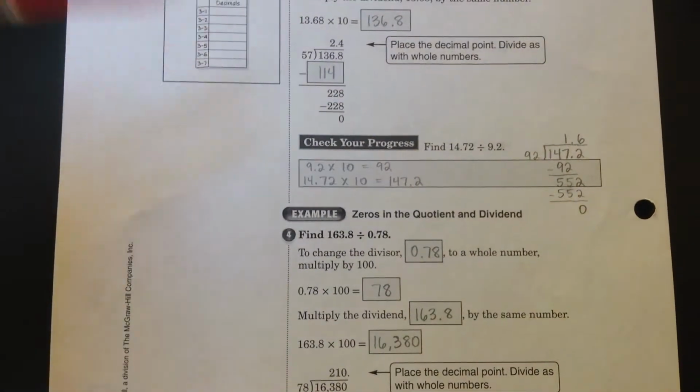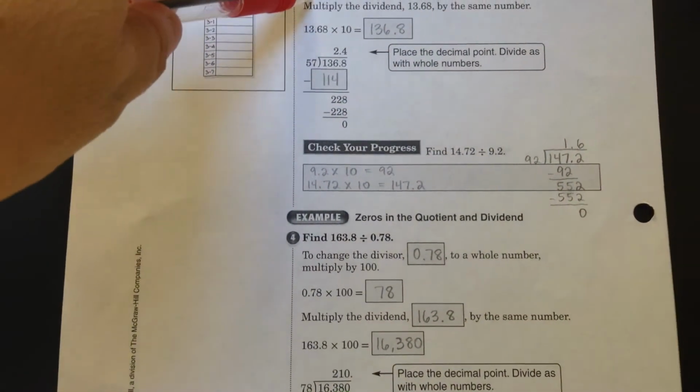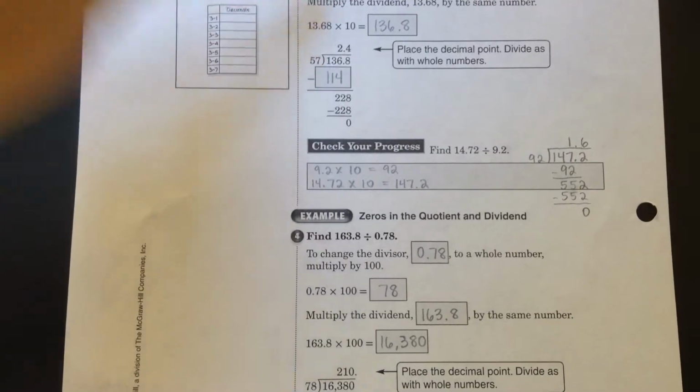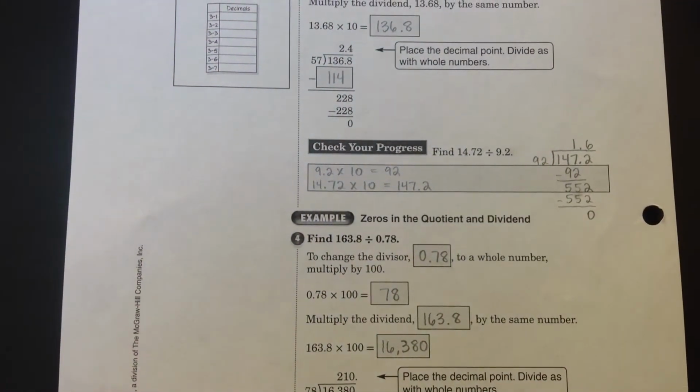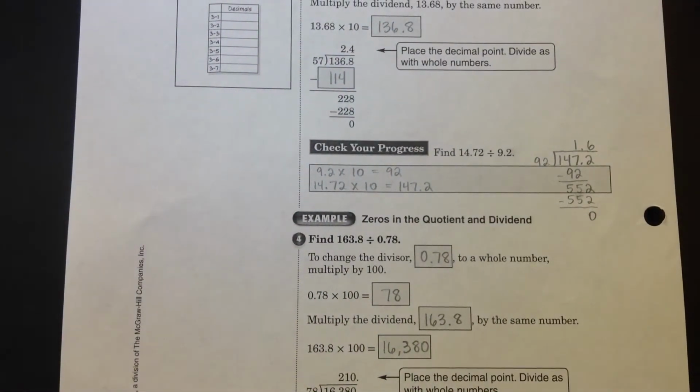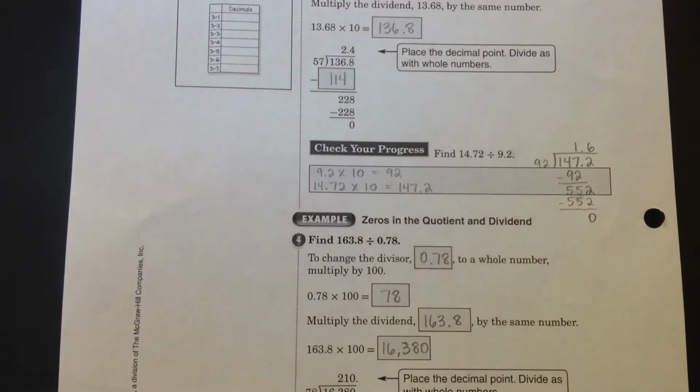Just remember that whenever you move the decimal place on one, you have to do it to the other. And that is how you divide by using decimals and divide a decimal by a decimal.